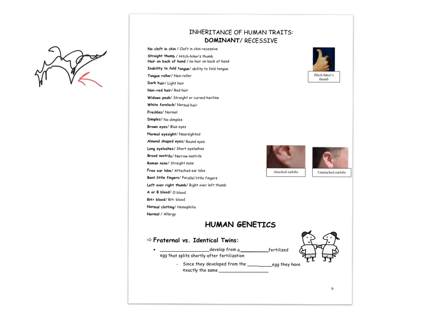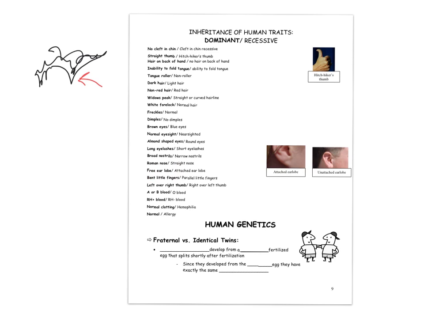Dimples are dominant over no dimples. Brown eyes are dominant over blue eyes. Normal eyesight is dominant over nearsightedness. Almond-shaped eyes are dominant over round eyes. Long eyelashes are dominant over short eyelashes. Broad nostrils are dominant over narrow nostrils. Roman nose is dominant over straight nose. Free earlobe is dominant over attached, and you can see here, this is an attached earlobe. This is a free earlobe, kind of hangs down, and this is the hitchhiker's thumb versus a thumb that doesn't do that little curly Q at the tip.